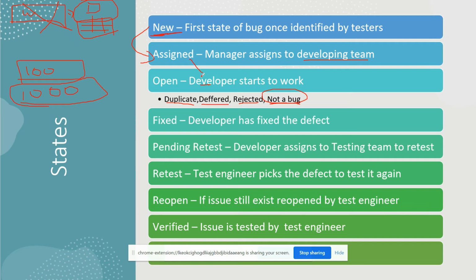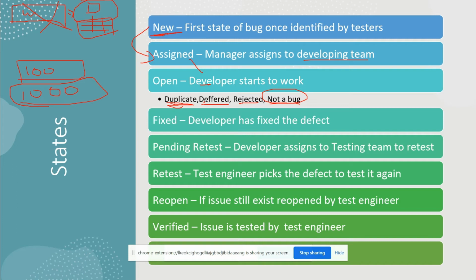So at that time, what happens? The developer will feel that it is already raised by another test engineer, so he'll mark it as duplicate and will not work on it. He will work on the other ticket that Elila raised, and fix that one, not this one. The second one alone he'll mark as duplicate.